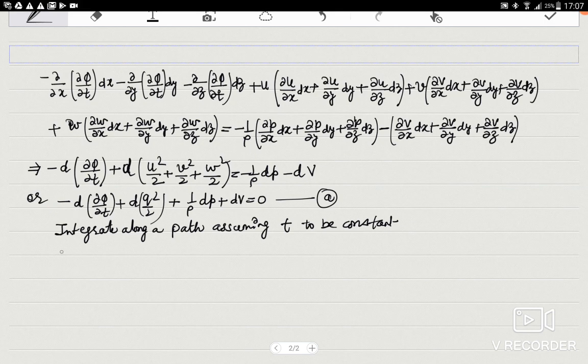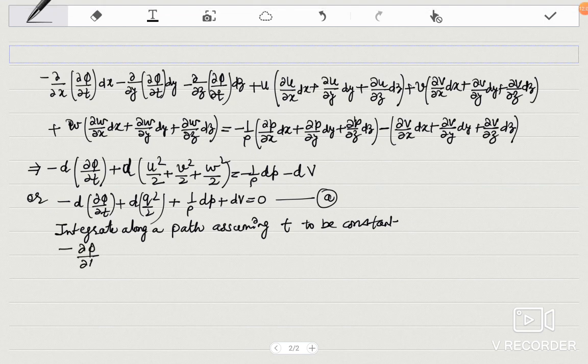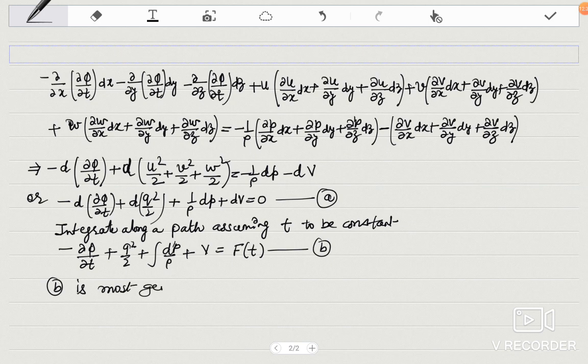So integrating this will be minus ∂φ/∂t, this will be q²/2 plus integral dp/ρ plus v is equal to some constant of integration, and because we have assumed t to be constant and this path is independent of time, I may assume it to be f(t). This is known as the most general form of Bernoulli's equation.